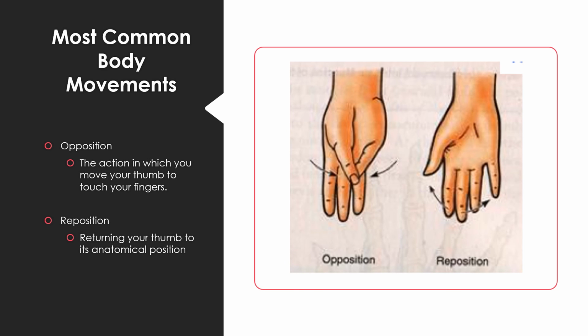All right, and the last set of body movements that we have here. We have opposition and reposition. For the opposition here, you can take your hand. As you move your thumb to touch your other fingers, that's opposition. So again, thumb touching your other fingers, that's opposition. When you take your thumb and put it back out, that's reposition.